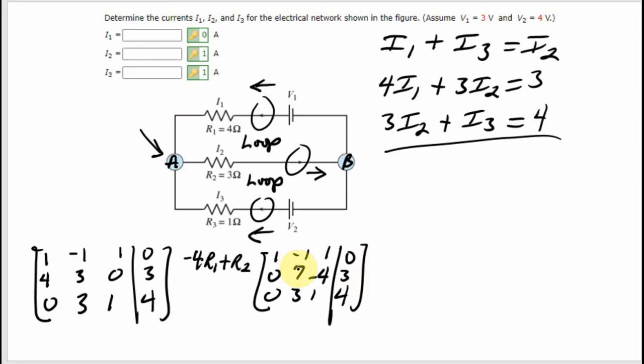Now we need to get a 1 where that 7 is. So instead of just dividing by a 7, which gives us fractions over here, I'm going to just do this. I'm going to say negative 2 times row 3 plus row 2. Sheesh, why do I keep wanting to write 2? Hey, that'll give us a 1 right there. That's pretty good.